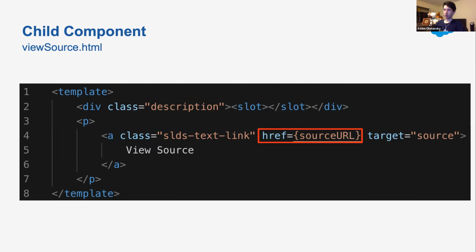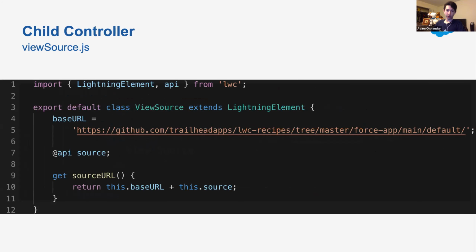So if we take a look at our controller here, here's our controller for our view source. Again, we have our import and export statements. We have a base URL, a GitHub repository. And we see our second decorator here, @API. So if you remember @track, it made the variable private, and it made it reactive.